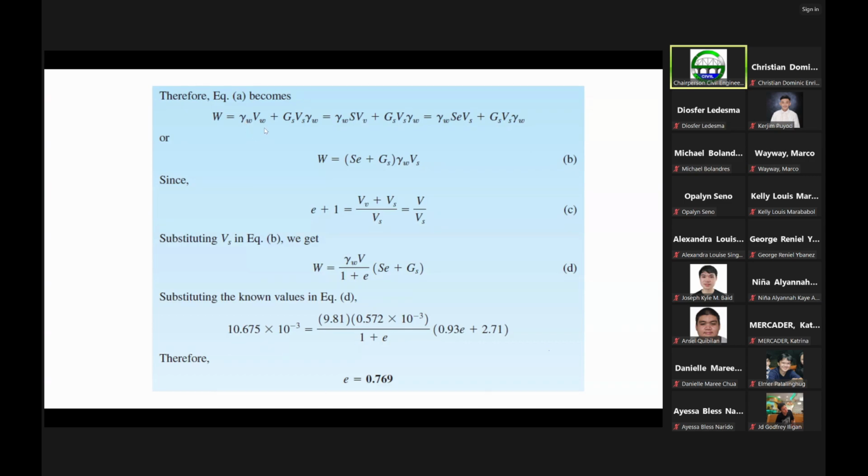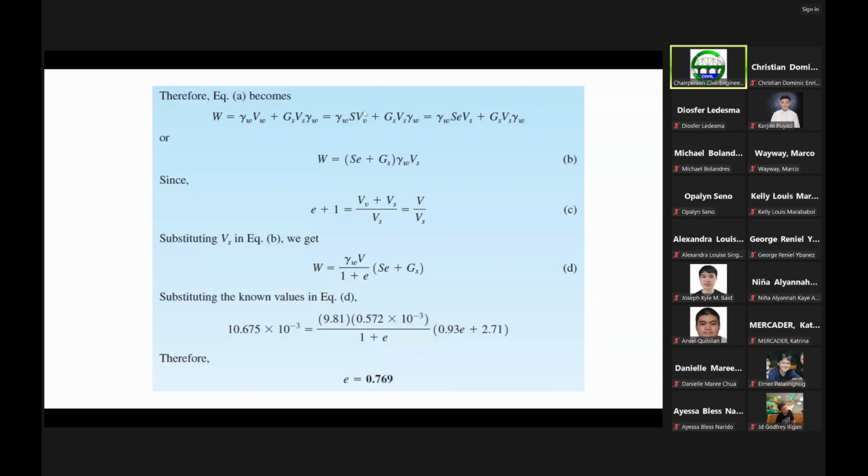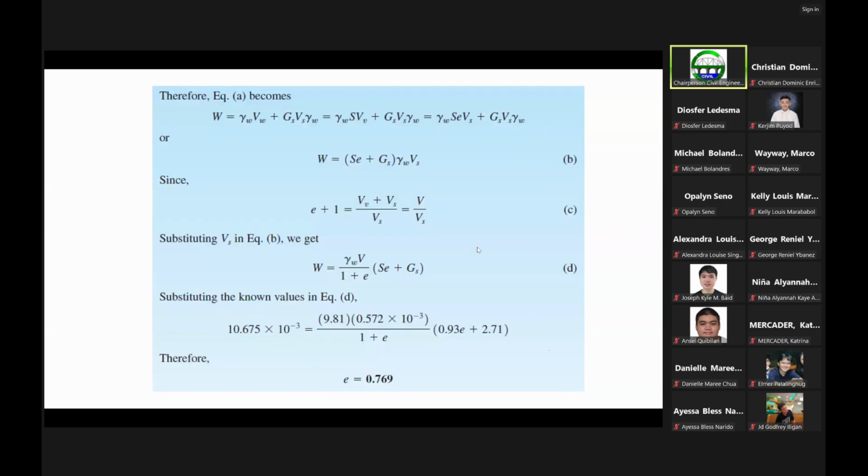But considering now the volume of water, the volume of water can be expressed using this formula with respect to the degree of saturation. So I can replace the volume of water by the degree of saturation times the volume of voids. And the volume of voids can also be expressed by these terms, so the volume of voids is the void ratio times the volume of the solids. Then just factor out some terms, and you can get this equation for the total weight.